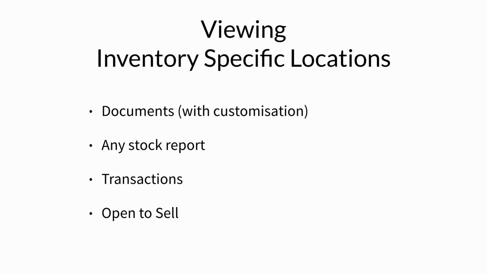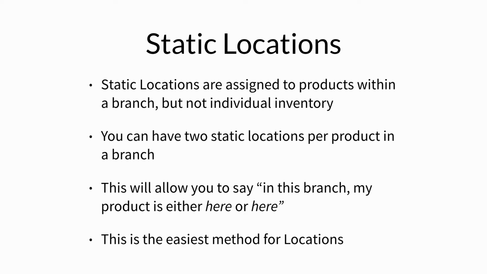So that's the most complex method, but what I want to look at now is a newer method that we've added into the system, and it's probably the one that I recommend when I'm talking to customers. It's the one that I recommend they use, simply because it's the easiest to use, I'd say. Conceptually, it's a lot easier, and it also makes stock taking a lot easier as well. So we call these static locations. Static locations are assigned to products within a branch, but not the individual inventory.